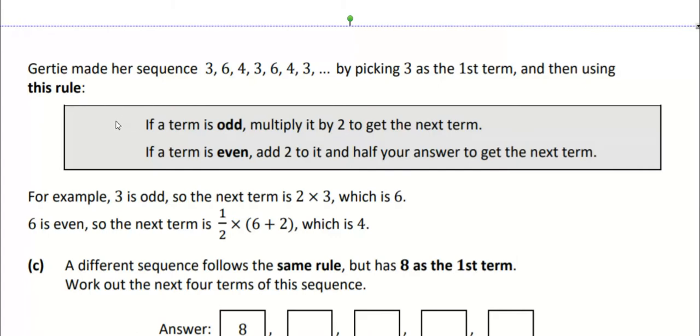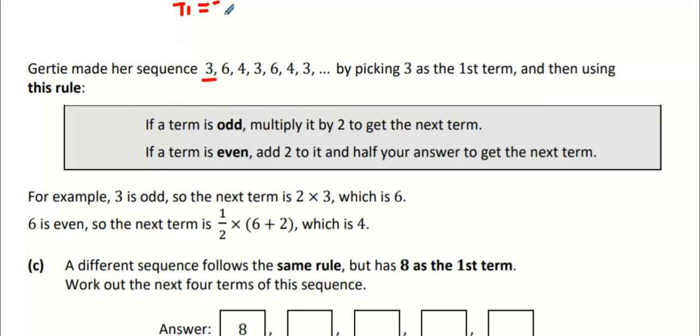Gertie is making her own sequence here. Okay, so by picking 3 as the first term, so T1 is 3, and then using this rule. If a term is odd, multiply it by 2 to get the next term. If a term is even, add 2 to it and divide by half to get the next term. Okay, so let's try this out. So we can see that T1 is odd, so we're meant to multiply it by 2, and we get the next term. We get 6.